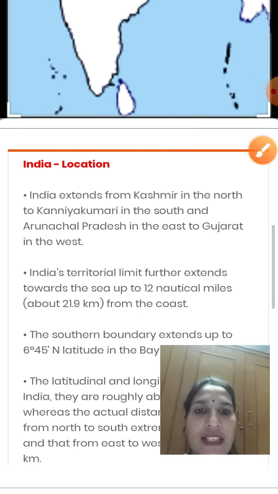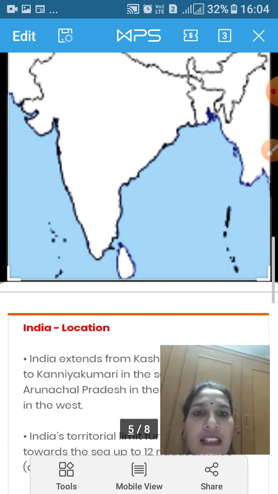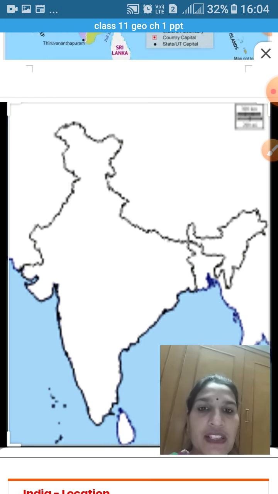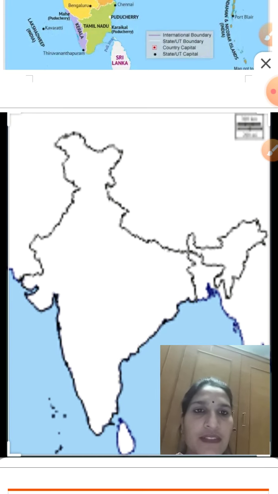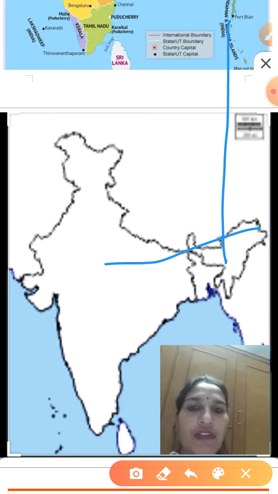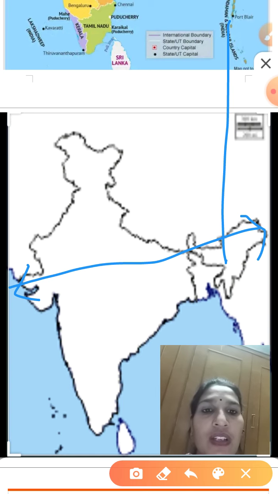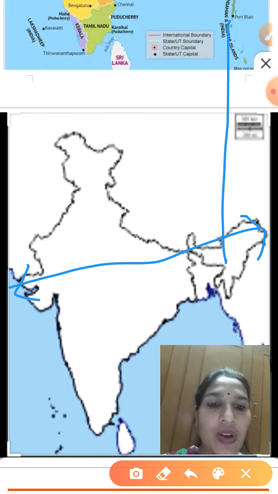So once again, what am I explaining? This is an explanation of each and every point. If we see the longitudinal extension of India, there is a difference of nearly 30 degrees from east to west. But as you know, all the watches in India show the same time. So what is the cause behind that?